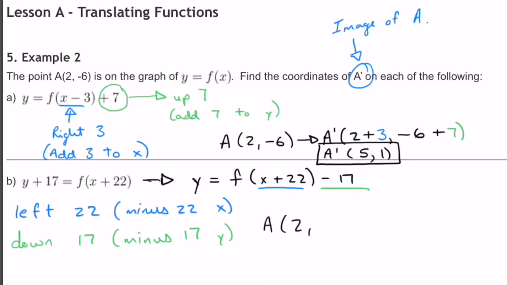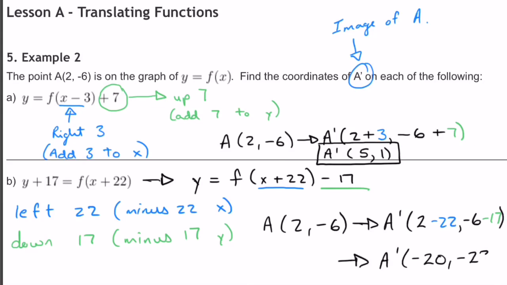Now we just have to apply these translations to the point (2, -6) so that we can get A prime. So A prime is going to be 2, we're going to subtract 22, and from -6 we'll subtract 17. So we get A prime is (-20, -23).